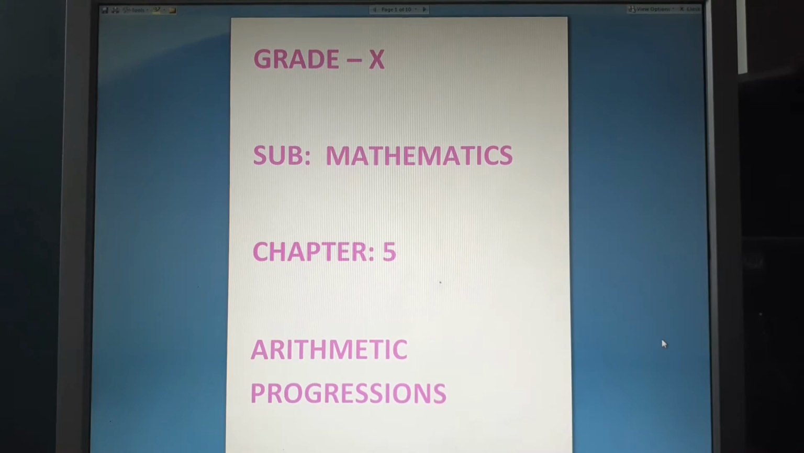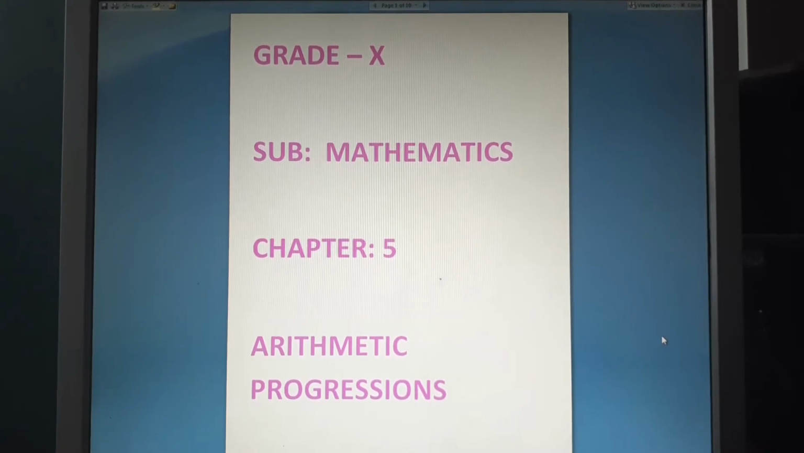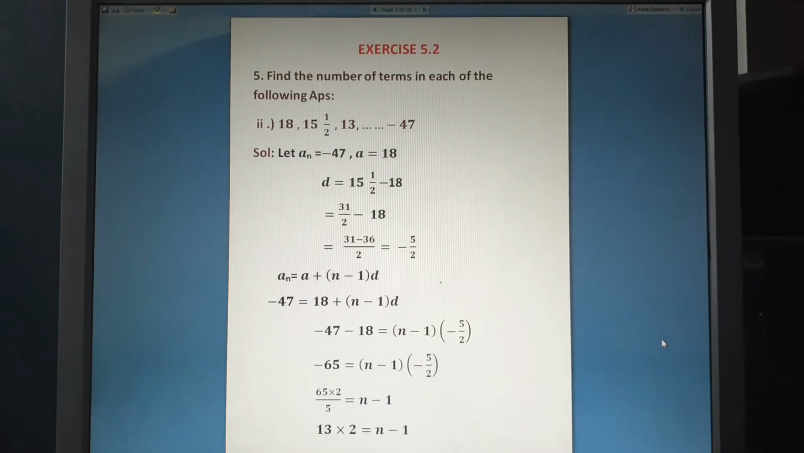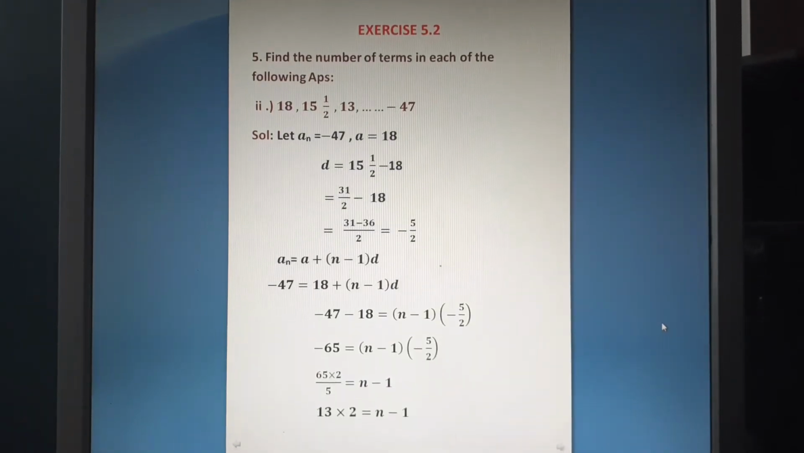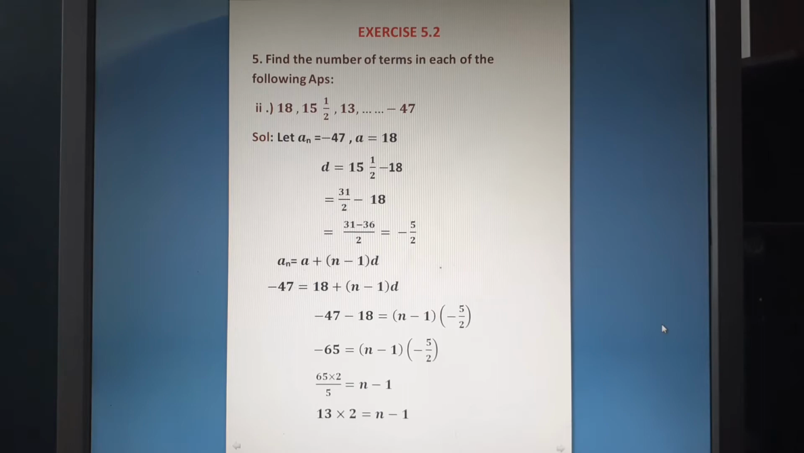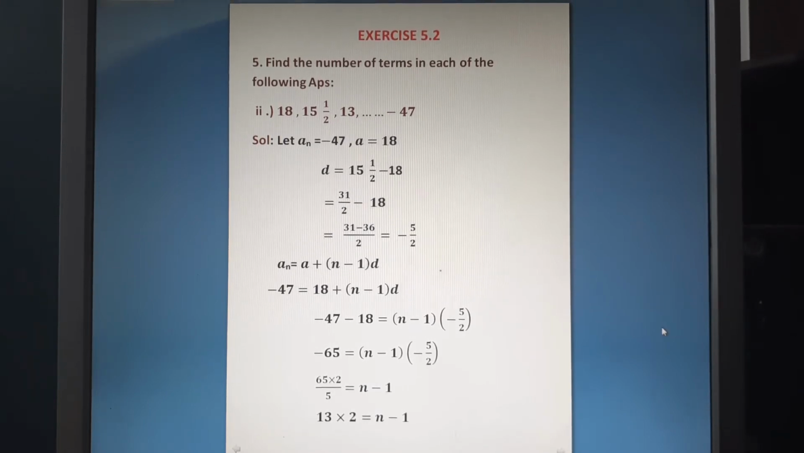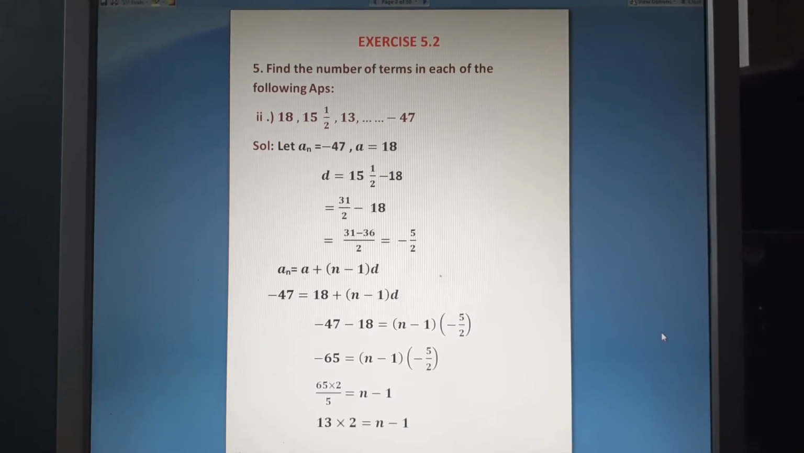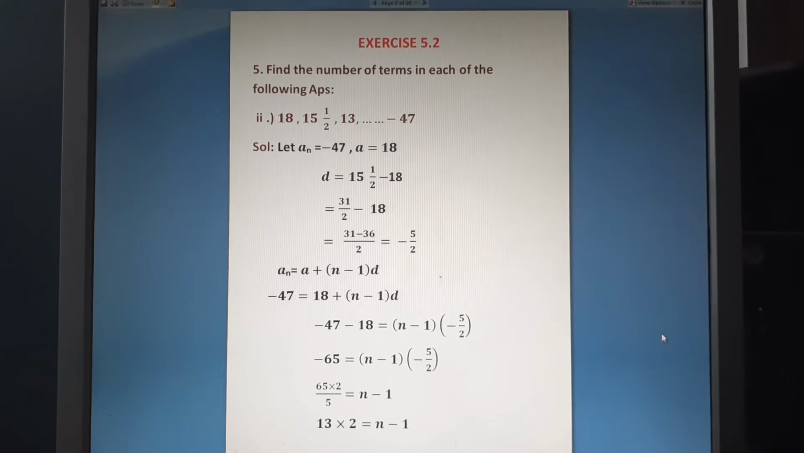This is the continuity of arithmetic progressions. Exercise 5.2, fifth question. Find the number of terms in each of the following APs. Part 2: 18, 15 1/2, 13, and so on, up to minus 47. See the solution.